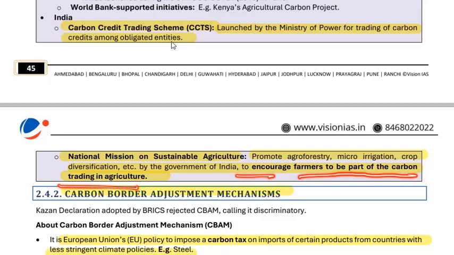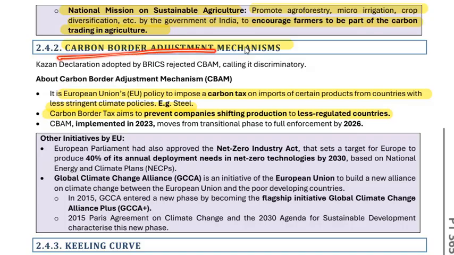carbon trading in agriculture. Next is carbon border adjustment mechanism. In this, the Kazan Declaration adopted by BRICS rejected CBAM, that is Carbon Border Adjustment Mechanism, calling it discriminatory. What happened here? Actually, the 16th BRICS summit concluded with the adoption of the Kazan Declaration. Kazan is a place in Russia. So the 16th BRICS summit was held in Kazan, Russia.